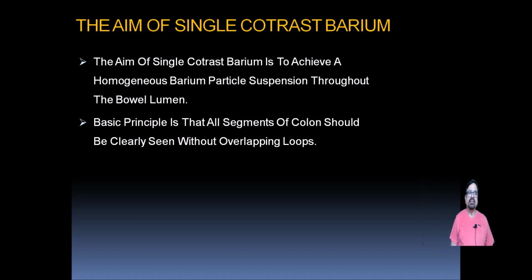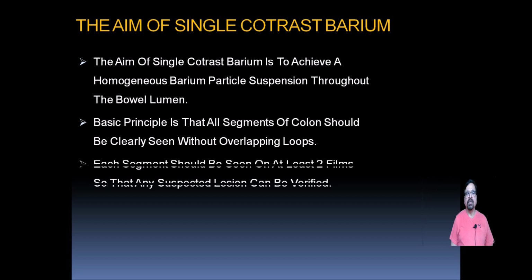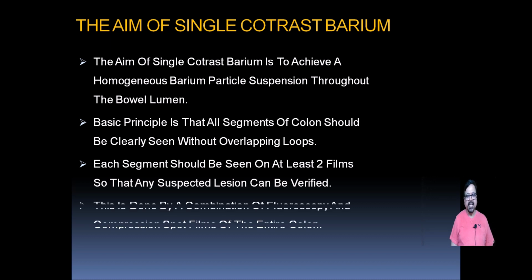For that, there are different projections which we are going to see in this study, and we have also seen in other studies that multiple radiological positions are required when we are dealing with overlapping loops, maybe an oblique, maybe a compression, or maybe a lateral projection. Each and every segment should be seen in barium enema in at least 2 films. For that you have to adjust the patient, adjust the barium column, as well as improve the technique so that it will be clearly seen.